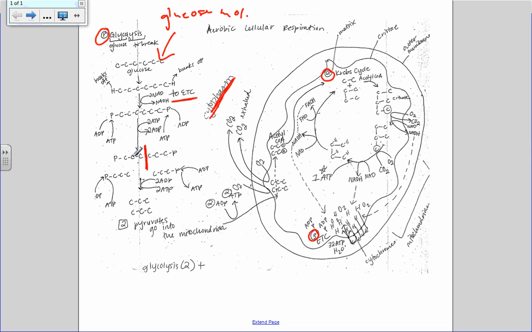So now instead of having one 6-carbon molecule of glucose, we've got two 3-carbon molecules. Each of those is called a pyruvate, also known as pyruvic acid.